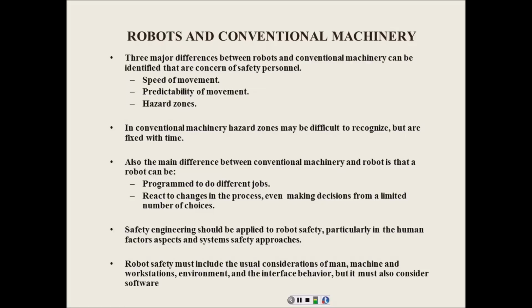Also, the main difference between conventional machinery and robots is that robots can be programmed to do different jobs, react to changes in the process, even making decisions from a limited number of choices. And this is what we've already talked about. Just because you've been working there for a while and the robot's always done the same thing, that doesn't mean it's not all of a sudden going to do what? Something different, because something happened in the work cell that you just hadn't seen before.